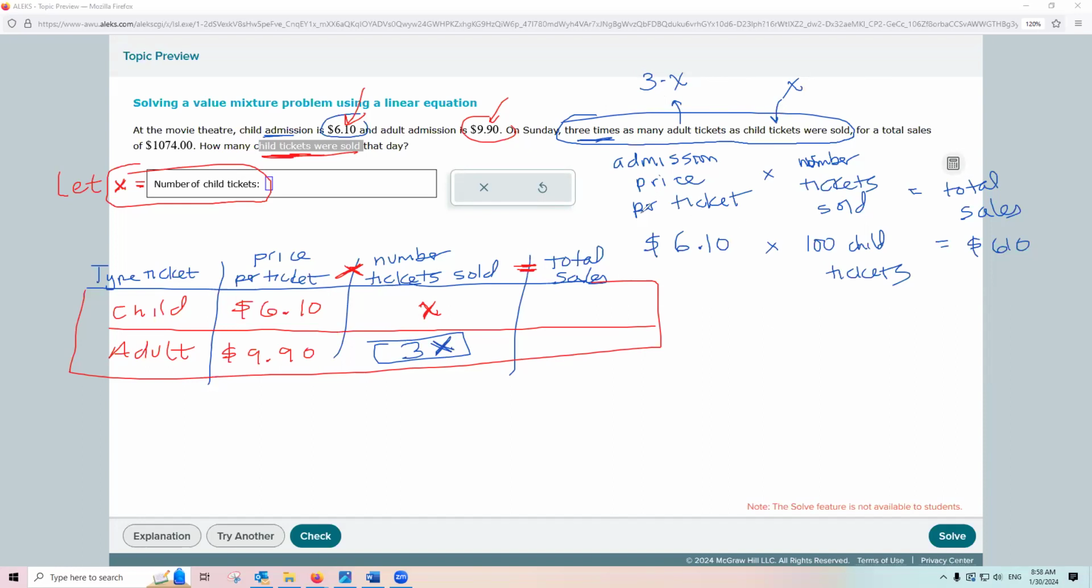Now I'm going to multiply straight across in these rows to get the total sales. So I'm going to take 6.10 times X, multiply those. That's going to be 6.10x. Let me go to the second row. It's going to be 9.9 times 3x.